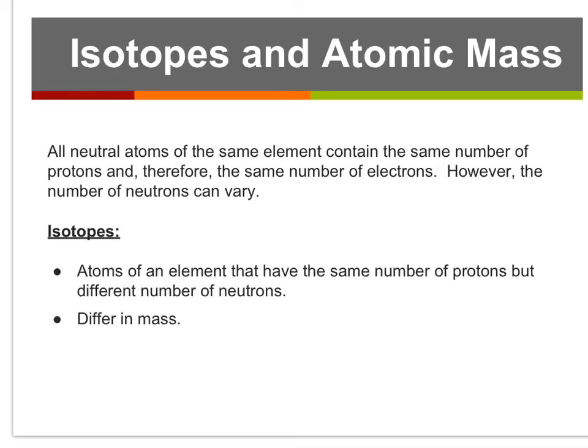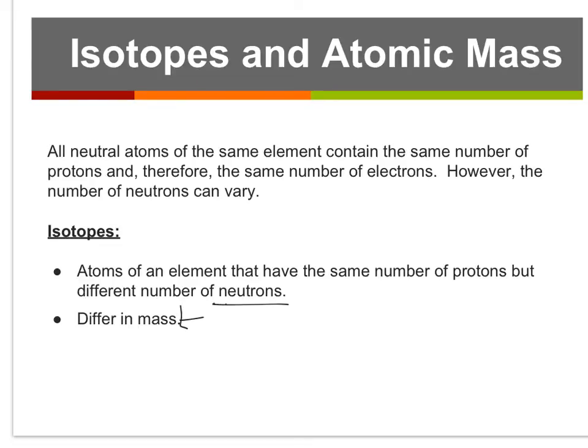In this video, we're going to look at isotopes and how this relates to atomic mass. So all neutral atoms of the same element contain the same number of protons and therefore the same number of electrons. However, the number of neutrons can vary, and this leads to isotopes. Isotopes are defined as atoms of an element that have the same number of protons but a different number of neutrons. And because they have a different number of neutrons, it means that they differ in mass.